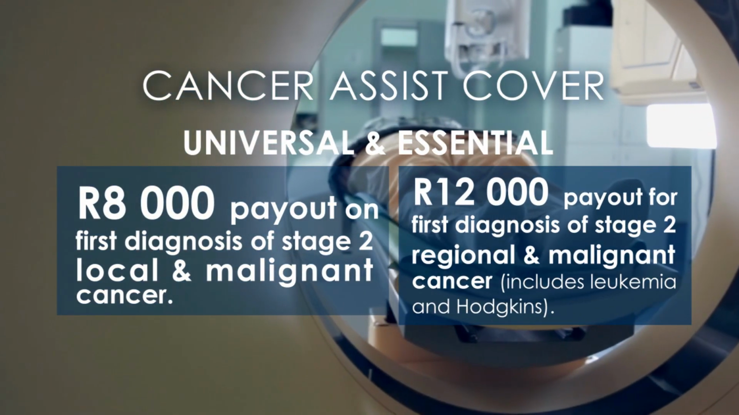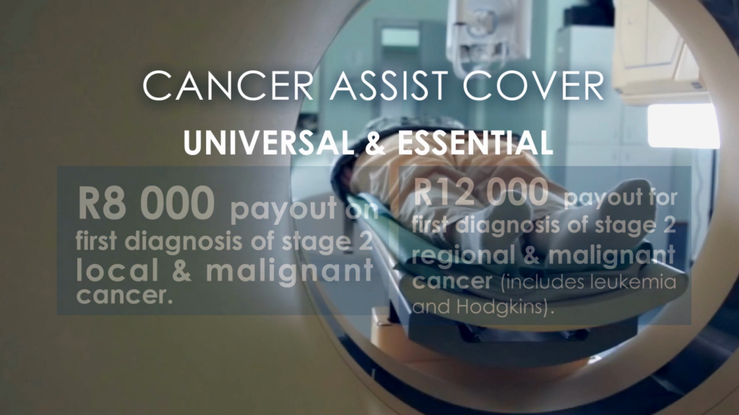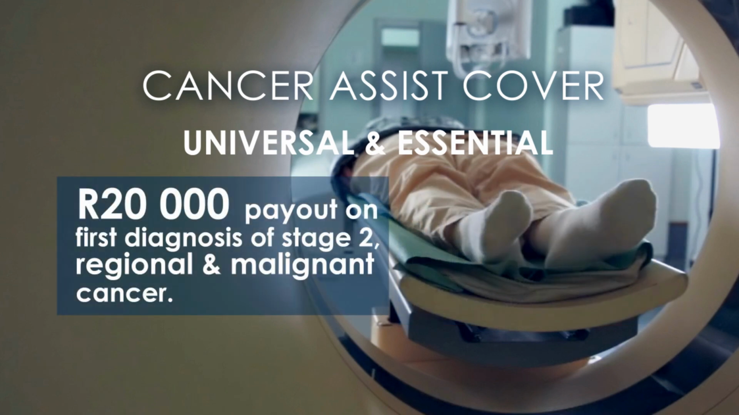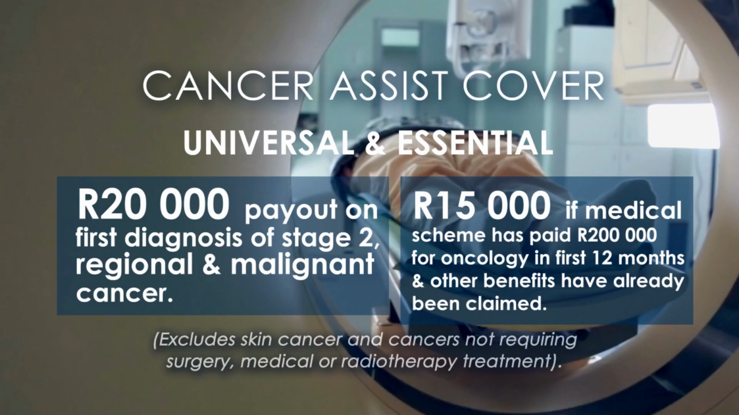If you are subsequently diagnosed with stage 2 regional and malignant cancer for the first time, you receive an additional once-off payment of R12,000. Alternatively, a once-off benefit of R20,000 is payable for a first-time diagnosis of stage 2 regional and malignant cancer. If your medical scheme has spent R200,000 or more on oncology treatment within 12 months of diagnosis, a further R15,000 is payable for regional and malignant cancer if the insured has already claimed the previous benefits.